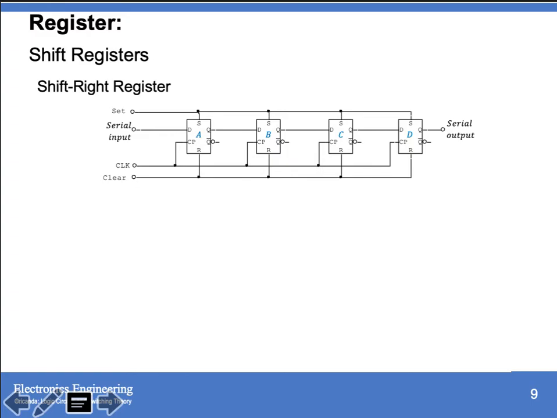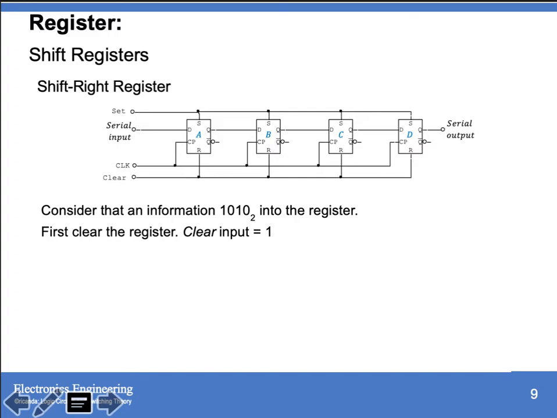So if we have to consider that an information 1010 is to be stored into the register, first we have to clear the register by putting clear input to 1. Therefore, your register latches A, B, C, and D have an initial value of 0. And our input, where your input is connected at latch A, is equivalent to 1010.